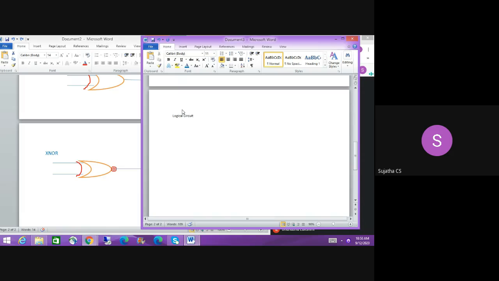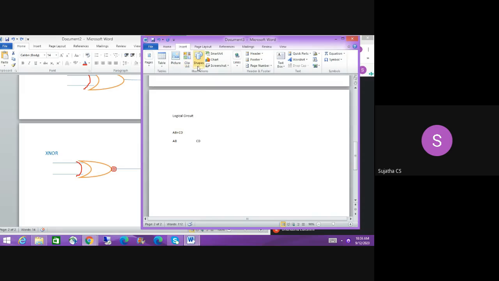So what we have to do is break the Boolean expression into small subsections. For example, my Boolean expression is AB plus CD. I want to draw the logical circuit for this. First, I have to break this expression into smaller subgroups, which means A into B and then C into D. Then find out which operation is applied here. This is AND. You know how to draw that AND operation.